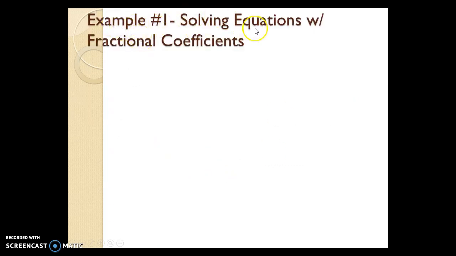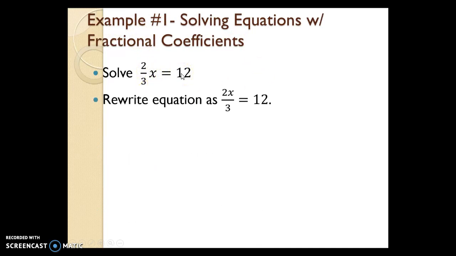Now, here's example 1. We have 2/3 x = 12. We're going to rewrite the equation as 2x over 3. I'm just going to put the x in the numerator. Anytime the x is next to a fraction, it's actually in the numerator because this is x over 1. So it's 2 times x and 3 times 1. So we can write it just like this. And now that we see it like this, this is something we're a little more used to dealing with.